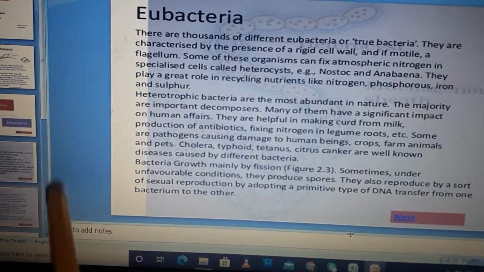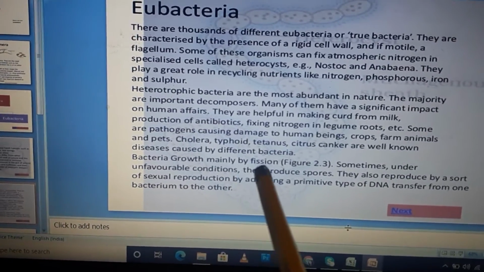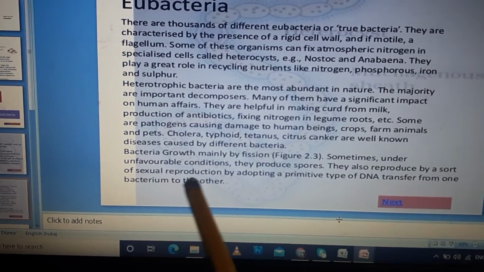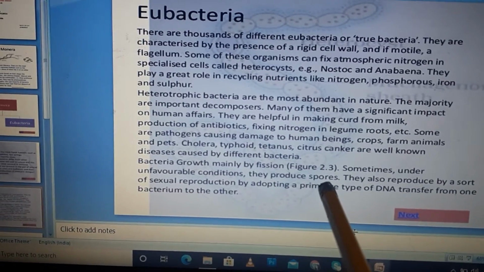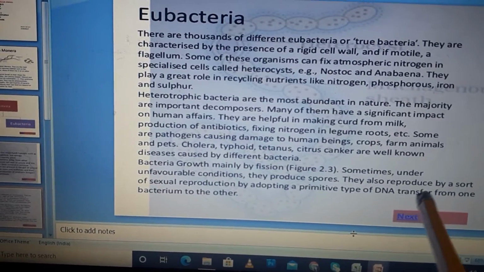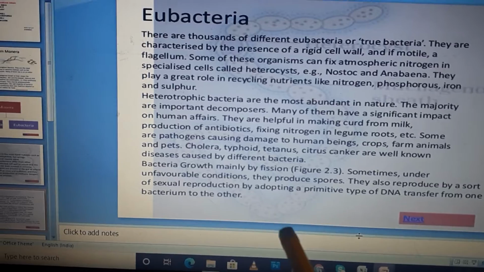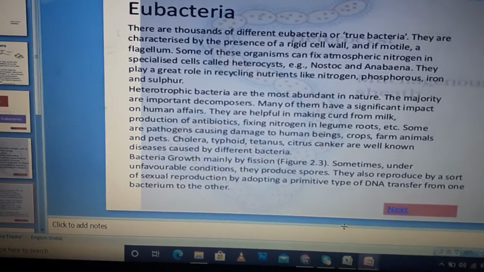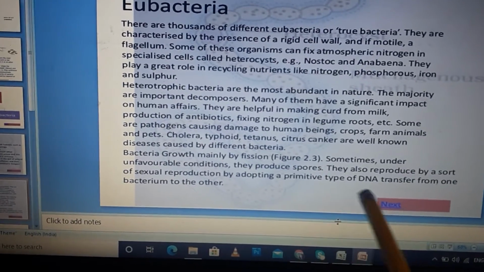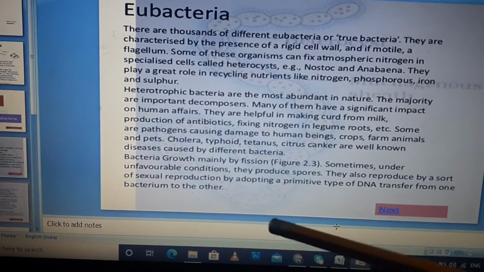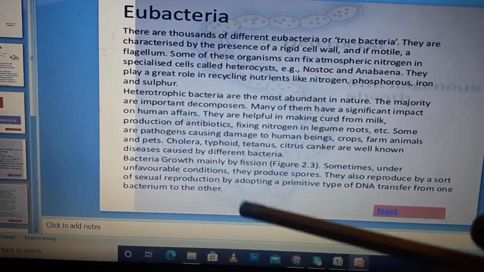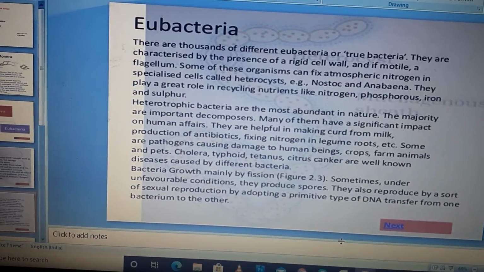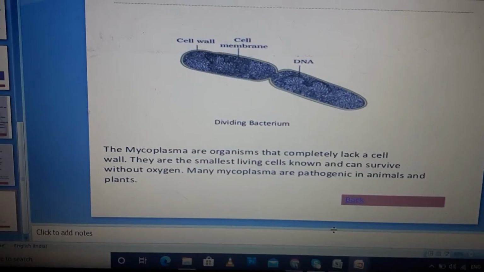Reproduction is by fission, but under unfavorable conditions they produce spores, and they also reproduce by a sort of sexual reproduction by adopting a primitive type of DNA. This is a simpler form of DNA which is transferred from one bacterium to another so that genetic information is passed on.